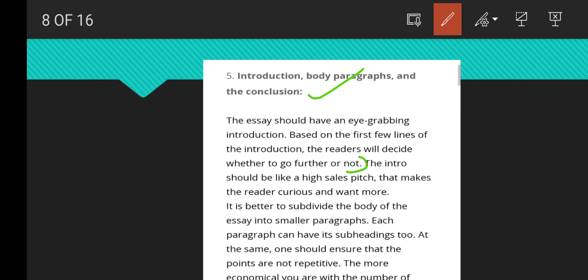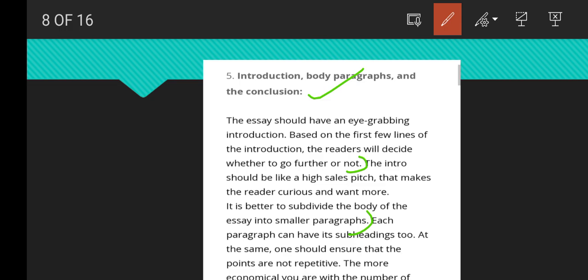It is better to subdivide the body of the essay into smaller paragraphs. The introduction decides whether the reader will go on or not in your composition. If he or she goes further, you'll get marks. If he or she gets bored, your marks will be deducted soon. So you need to write a very attractive introduction. This is a very important line.